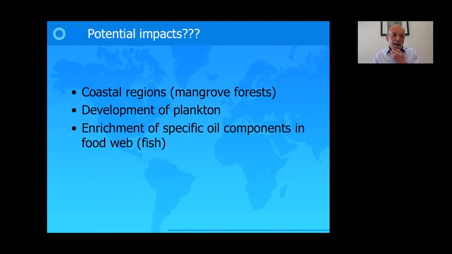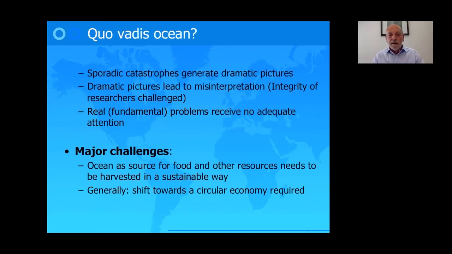So the potential impacts were, as in the coastal region, mangrove forests were temporarily affected. The plankton in this oil spill was, of course, affected. And there were some residues of the oil detected in fish. But essentially, these sporadic catastrophes generate really dramatic pictures. But the real and more fundamental problem, as far as I see it, is these long-term changes, like ocean warming, which happens slowly, does not generate dramatic pictures, and does not receive the media attention that, for example, these sporadic oil spills do.